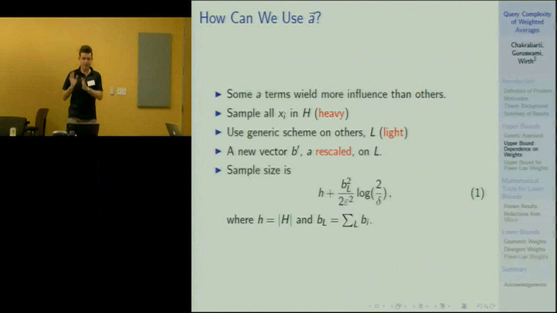Okay, so we've got the heavy ones, and we do the generic scheme on the light ones with the rescaled weights. So what do we get? We get h, or little h, which is the number of heavy things, plus this 1 on epsilon squared log 1 on delta, appropriately scaled. Okay, and it seems like a good strategy, but what's the appropriate H to use?